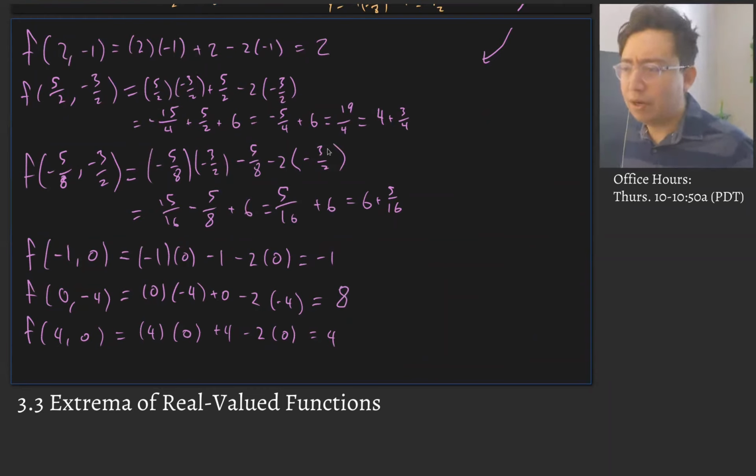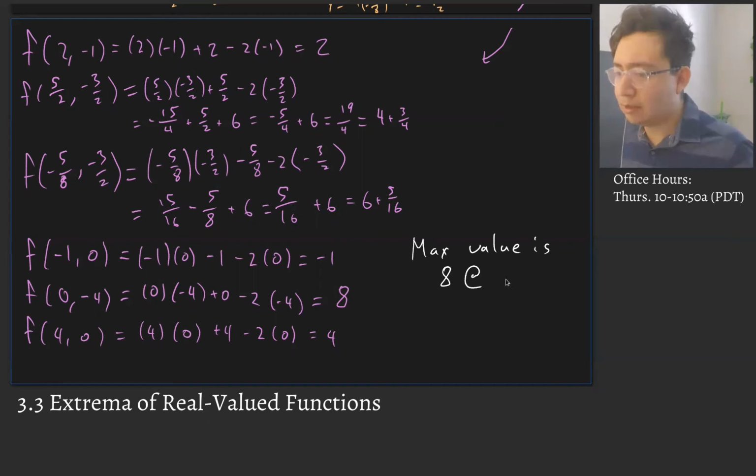An important note is how we would write the answer to this. I would say something like, there's a max value of 8 at (0, -4), and then there's the min value of -1 at (-1, 0).